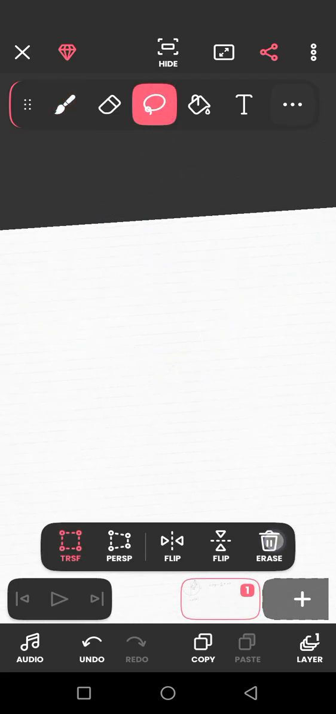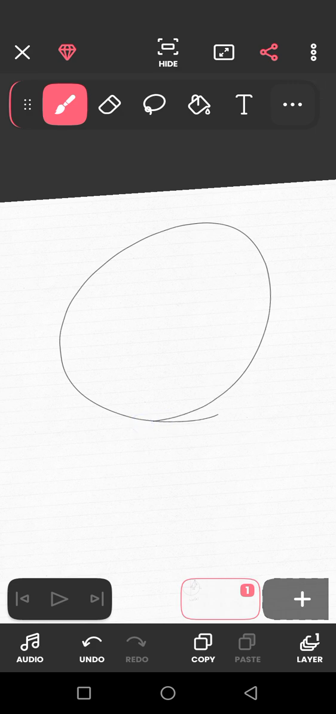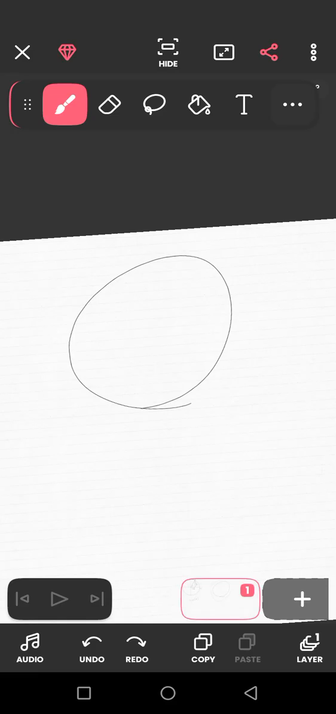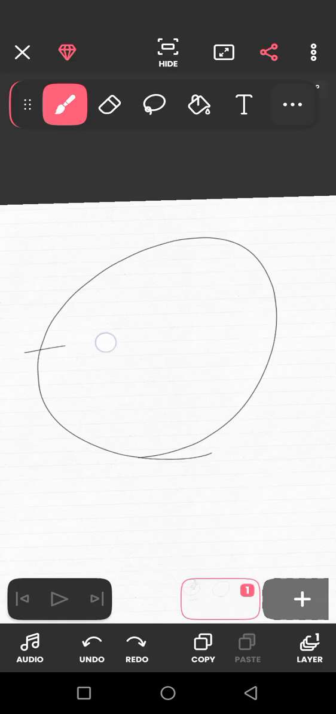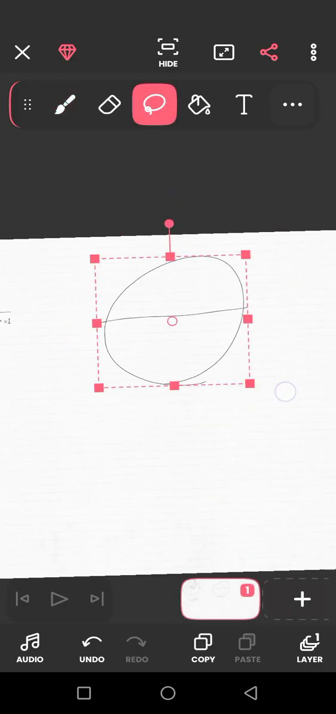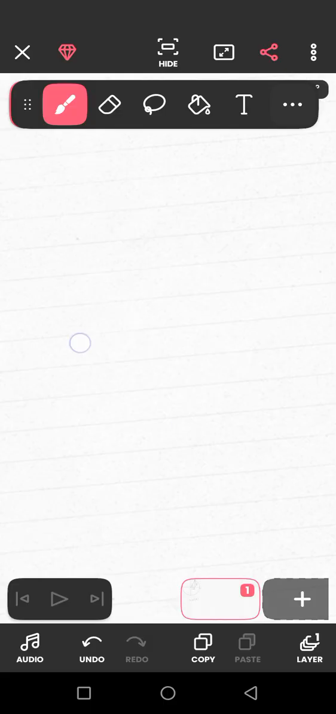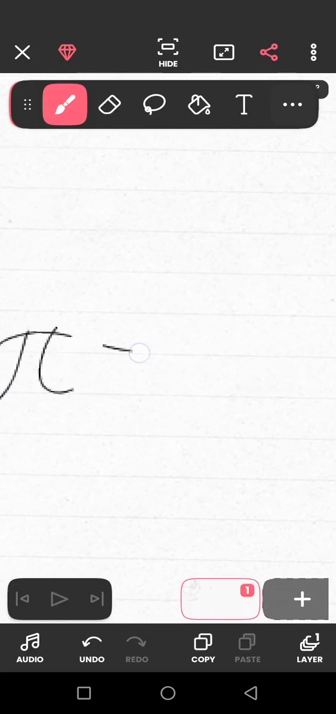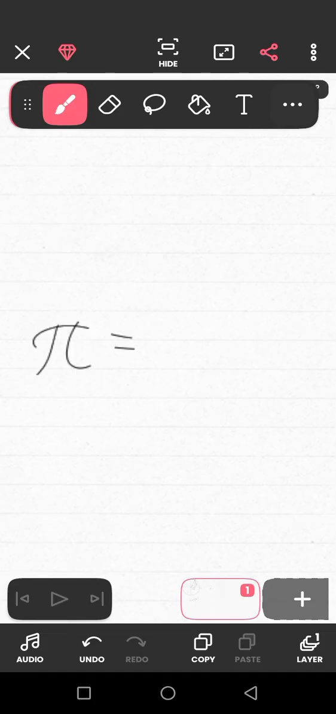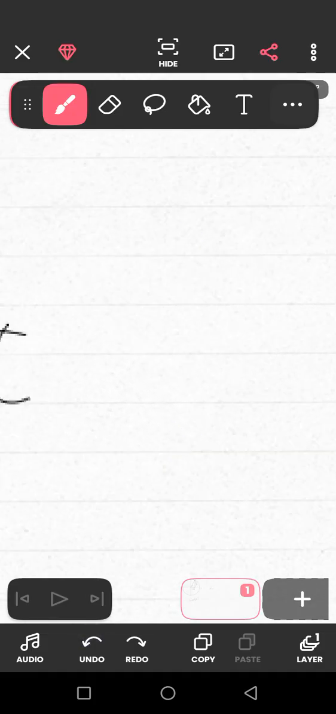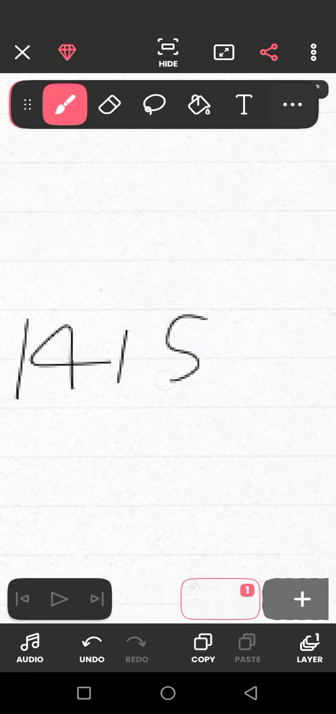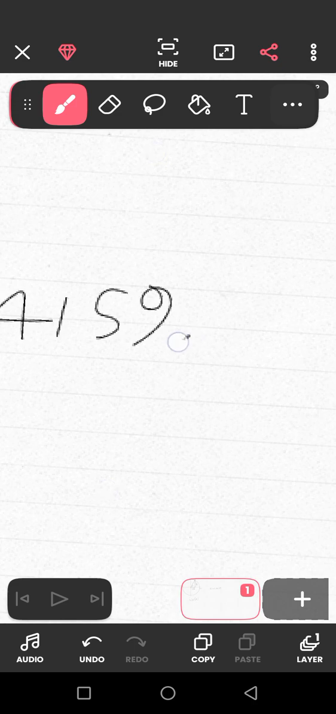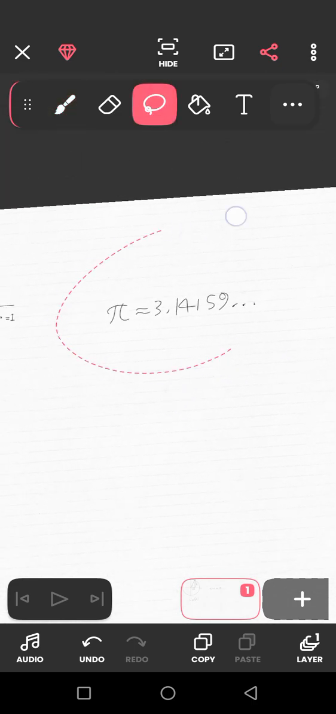What is pi? Pi is equal to a circle's perimeter, or to be more specific, circle's circumference divided by its diameter. Pi is irrational, meaning it has infinite digits and the digits do not repeat endlessly. So it's approximately 3.14159, and then there are more digits, but this is an approximation.